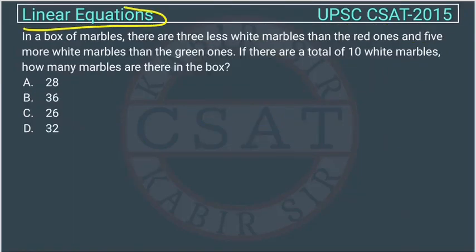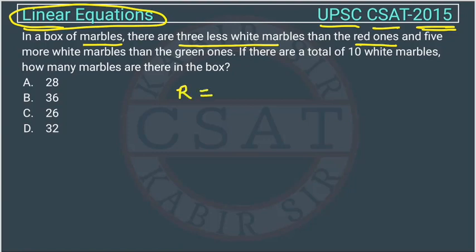So this is a linear equation type of question asked by UPSC in their CSAT paper of 2015. In a box of marbles, there are 3 fewer white marbles than red ones, right? So red marble is how much? There are 3 fewer white marbles than the red ones. So the equation will be white marble is equal to red minus 3.